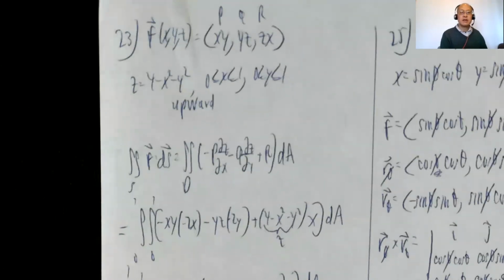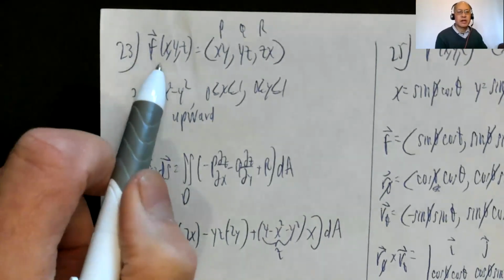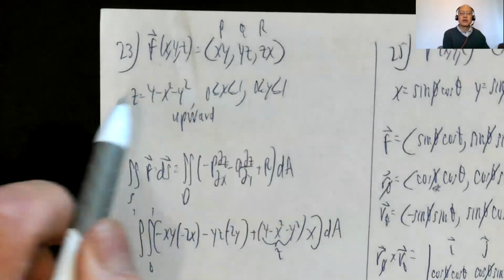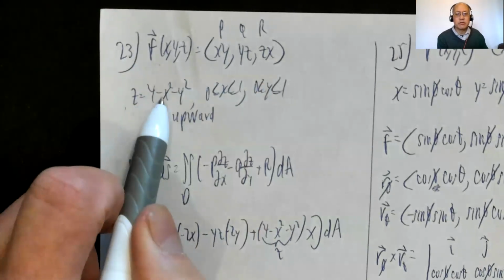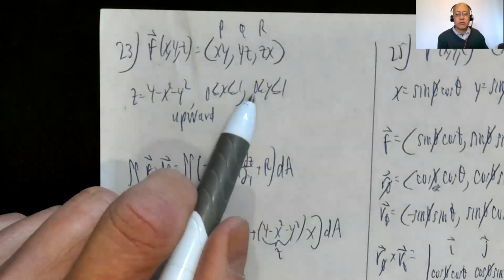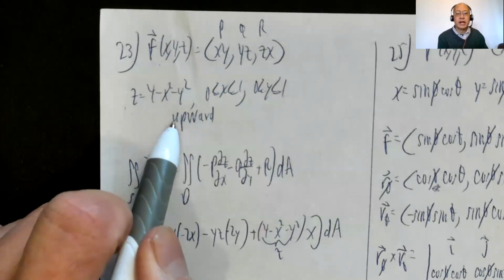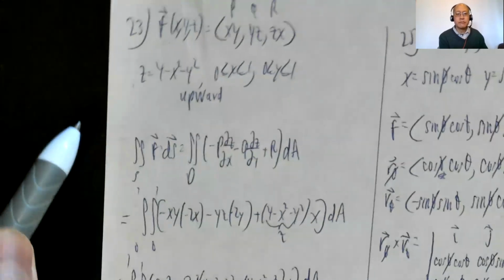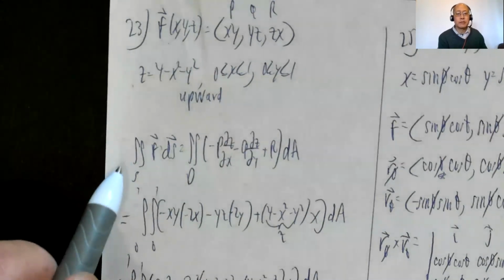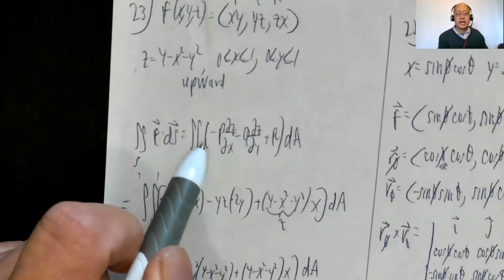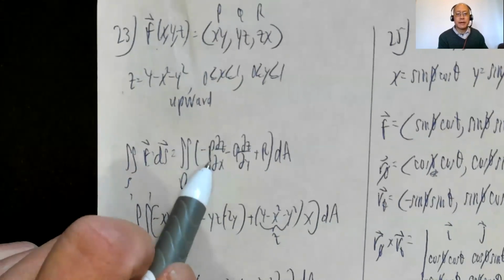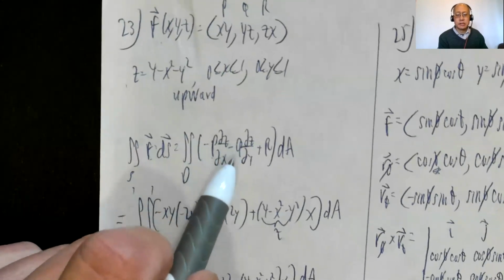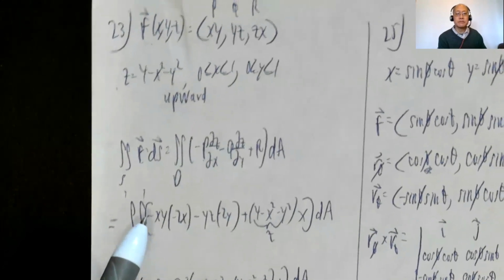Okay, 23. F of x, y, z is p, q, and r. Z is 4 minus x squared minus y squared. X and y both going from 0 to 1. Oriented upward, so that's positive. Okay, so I'm using the formula double integral of F dot dS is the double integral of negative p partial z with respect to x minus q partial z with respect to y plus r dA.